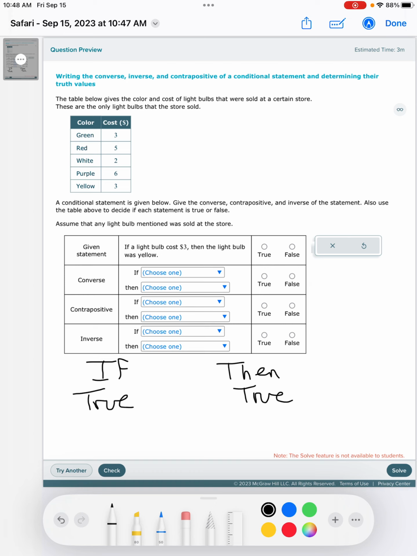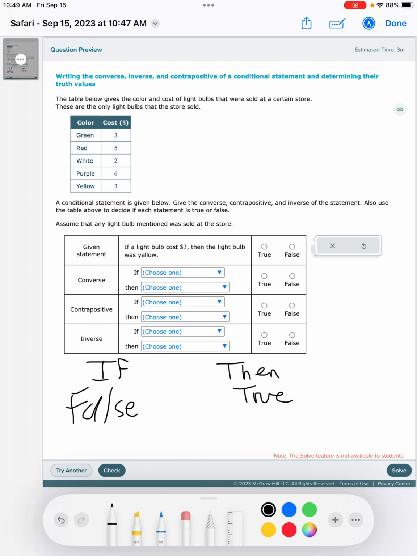Seems simple enough. If one of these is false, so let's say the if is false but the then is true, well, that doesn't really mean anything. Because if you look at our problem, the given statement says if a light bulb costs $3, then the light bulb was yellow. If the if part is false, that means the if didn't happen. So we have a light bulb that does not cost $3. In that scenario, I don't really care about the rest of the statement, because I didn't meet the condition at the beginning.